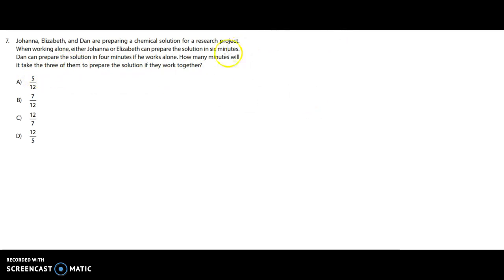Okay? And our master formula always is this. It's that dreaded distance equals rate times the time.